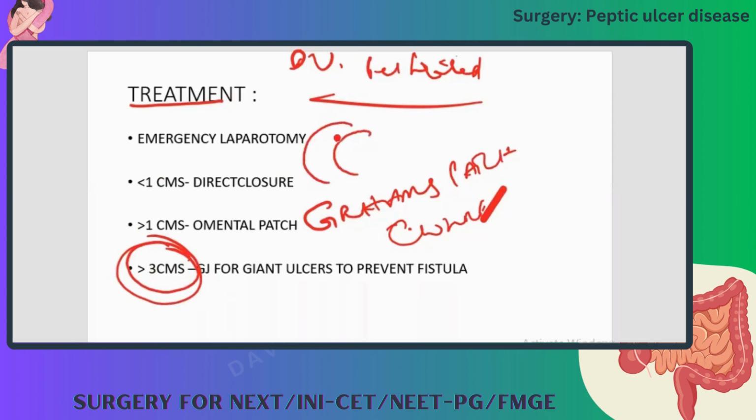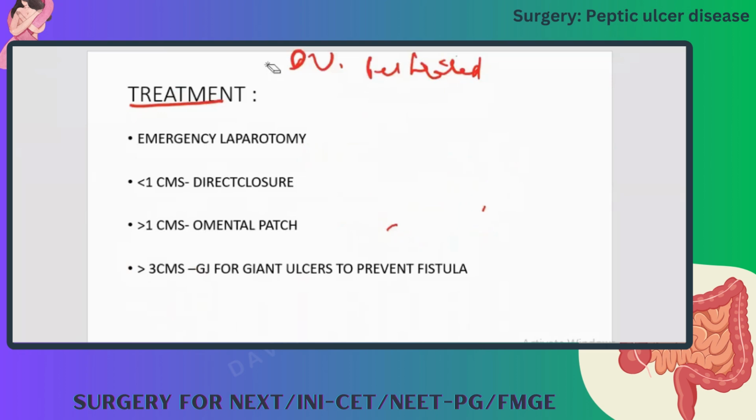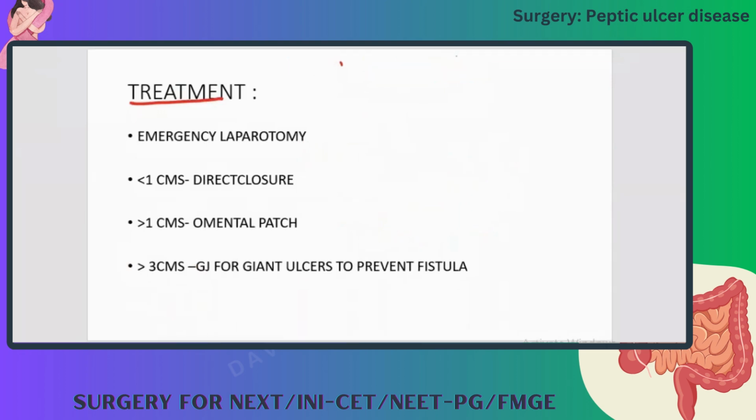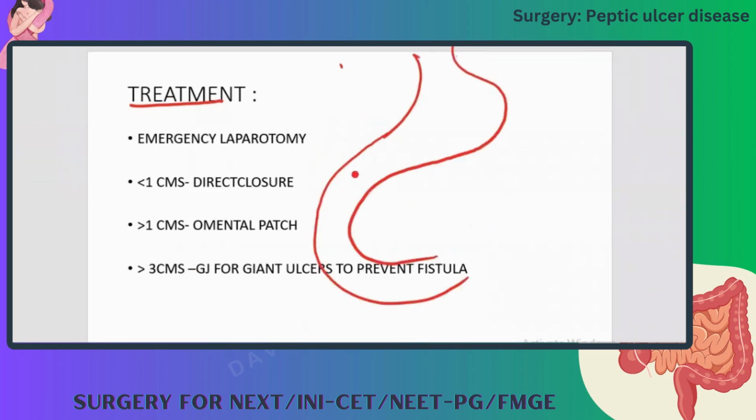Listen carefully. If less than 1 centimeter, closure. More than 1 centimeter, omental patch. If more than 3 centimeters, this much has opened up, this much perforation is there, I am telling you, leave it like that. Don't do anything here. Just close it off and do a gastrojejunostomy.